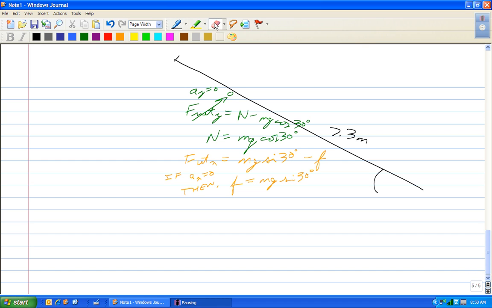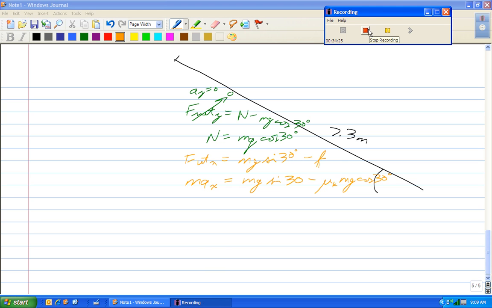All right? So acceleration is not equal to 0. So what does acceleration equal then? ma in the x direction: mg sine 30 minus mu kinetic, because it's moving, normal, mg cos 30 degrees. All right, try and finish that up for next time.